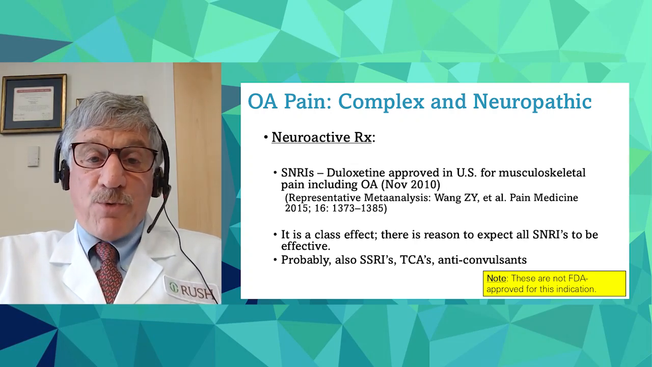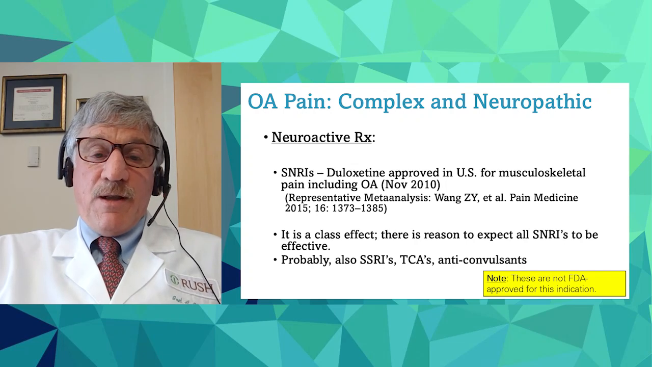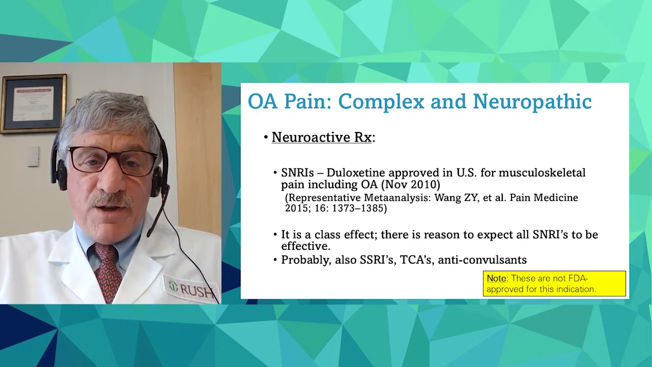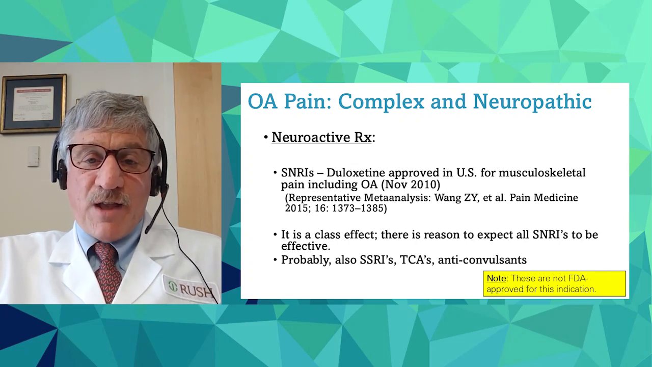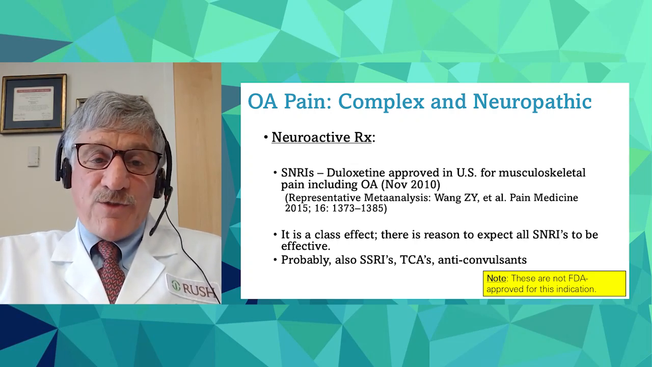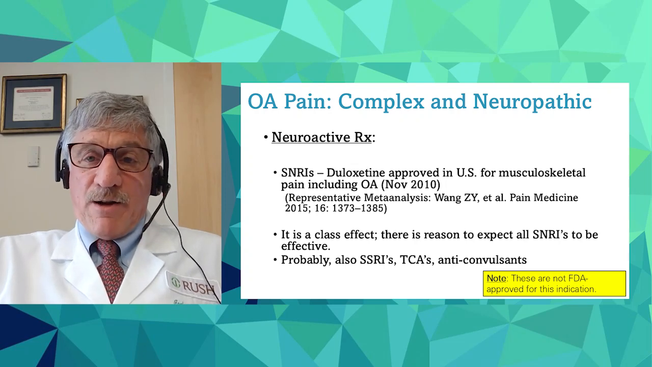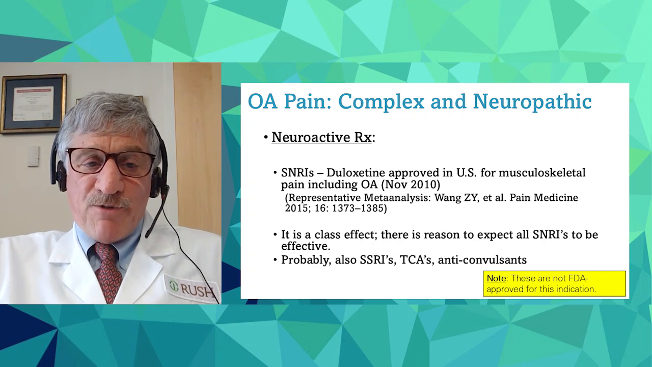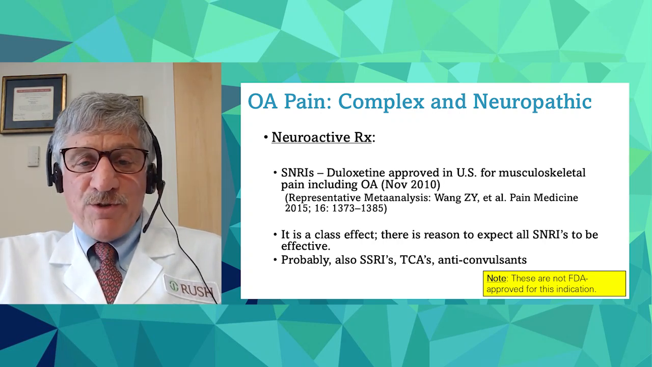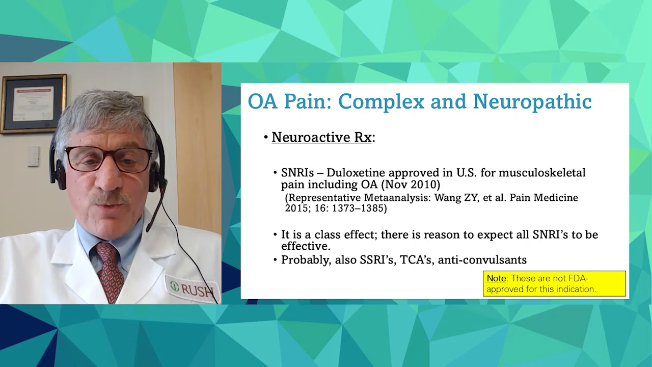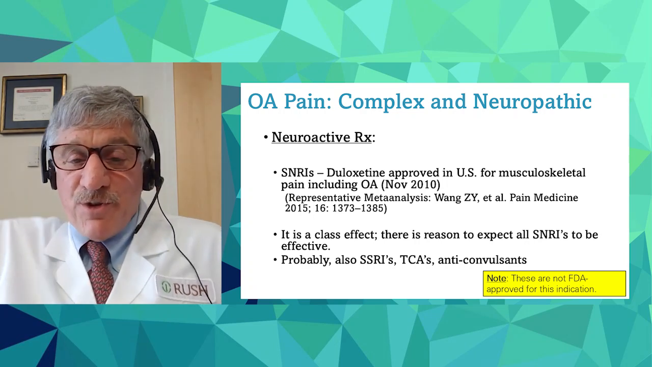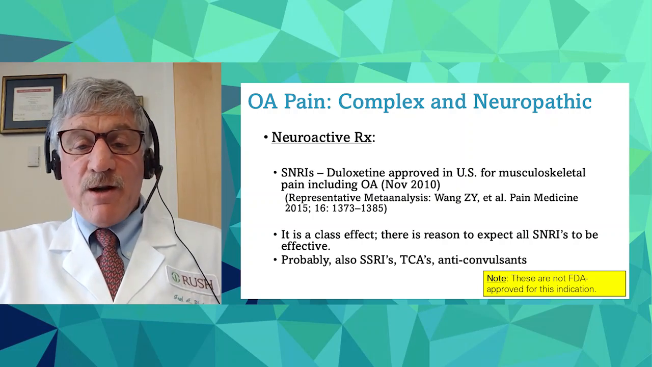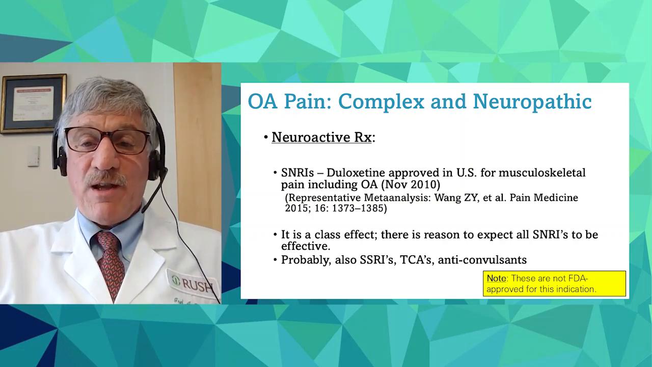The neuroactive agents are important for the treatment of especially central sensitization in people who have OA. Now, duloxetine was approved for this indication in the United States in 2010, and that's why it's not only recommended in our guidelines, but it's the first neuroactive agent that most people use. However, everybody believes that this is a class effect, and there's reason to expect that all SNRIs are effective, as well as SSRIs, tricyclics, and neuroactive agents in general. As I said, except for duloxetine, none of these are approved for this indication by the US FDA.